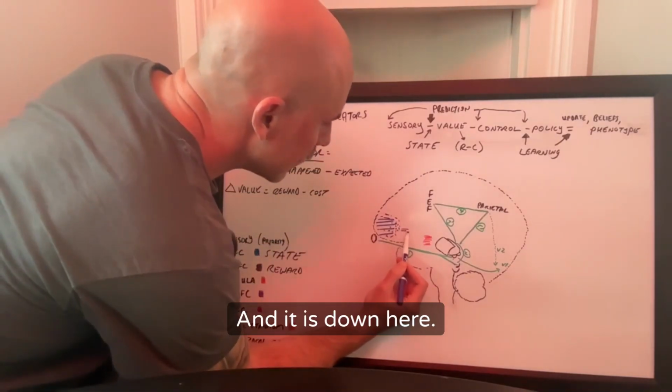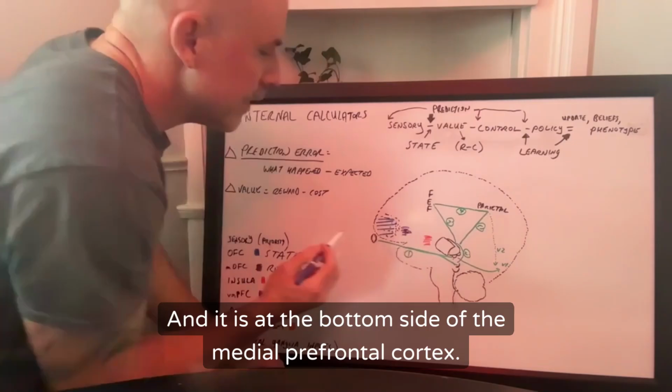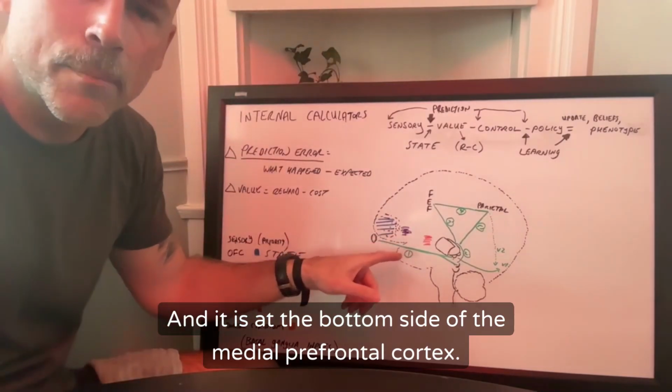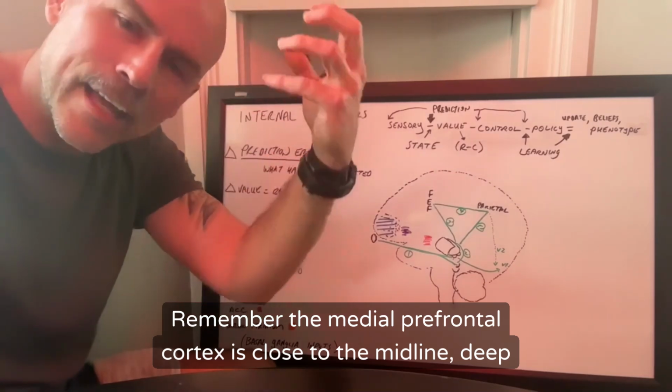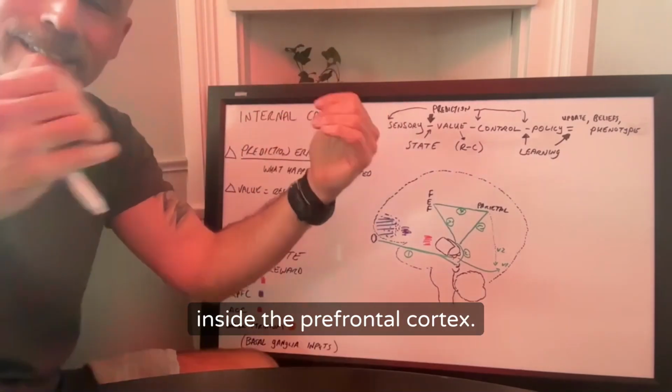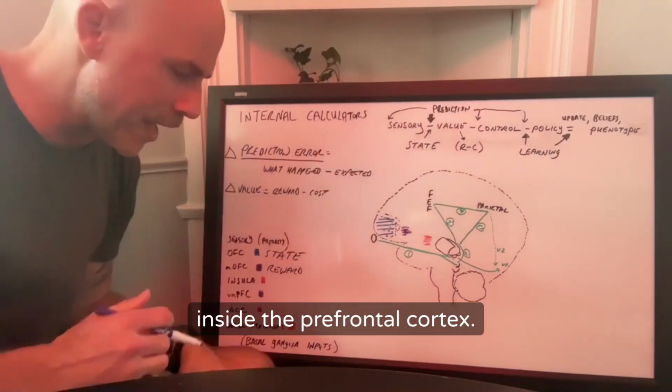And it is down here. And it is at the bottom side of the medial prefrontal cortex. Remember, the medial frontal cortex is close to the midline, deep inside the prefrontal cortex. It's right here.